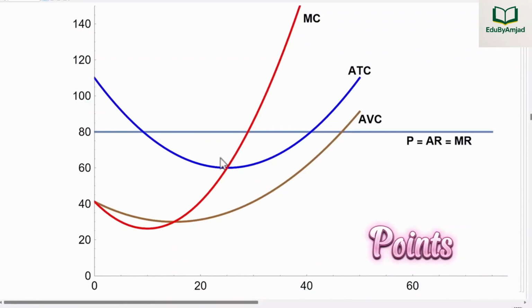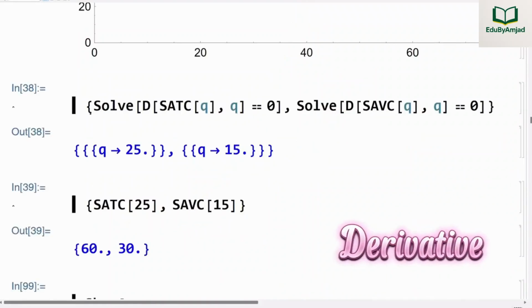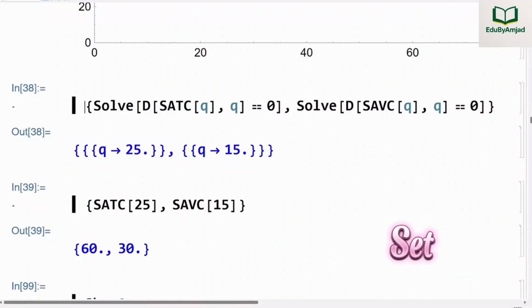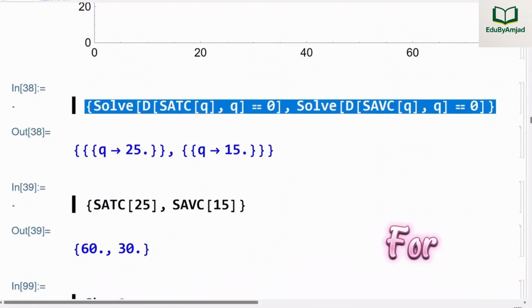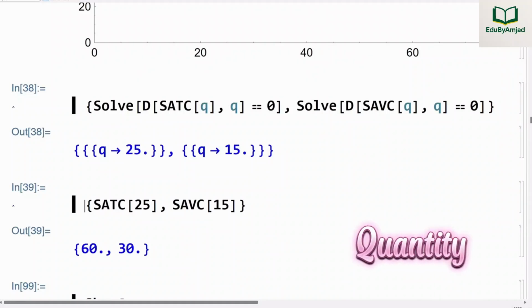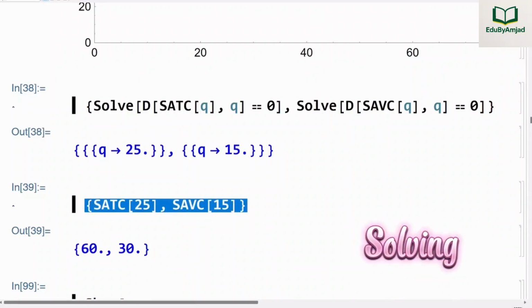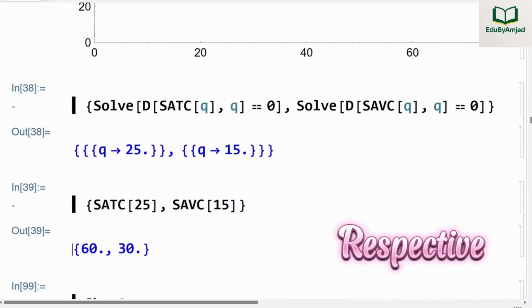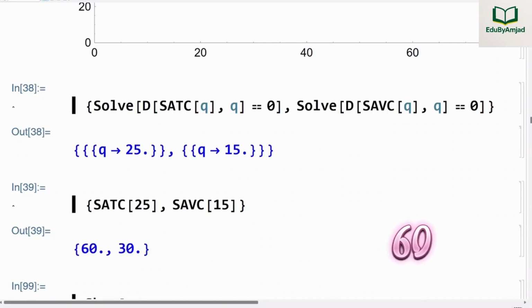Let's find these minima points. Take the derivative of these two cost functions and set them equal to 0, then solve for quantities. Average total cost is minimum at the 25 quantity level, and average variable cost is minimum at the 15 quantity level. Solving these functions at their respective quantities gives their cost levels, 60 and 30, respectively. We can show these points on the diagram.